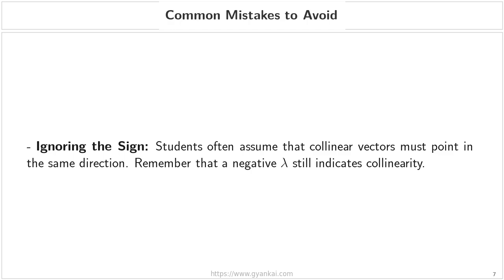It is a very common mistake to assume that collinear vectors must point in the same direction. However, as we saw in our second example on the previous slide, a negative lambda still indicates collinearity. If your lambda is negative, the vectors are simply antiparallel, meaning they point in opposite directions, but they are still acting along the same line.